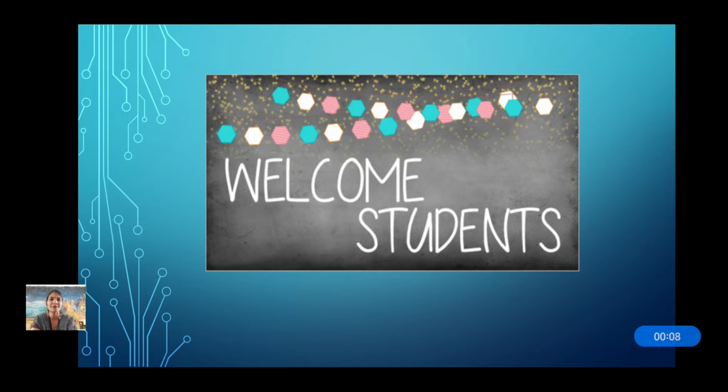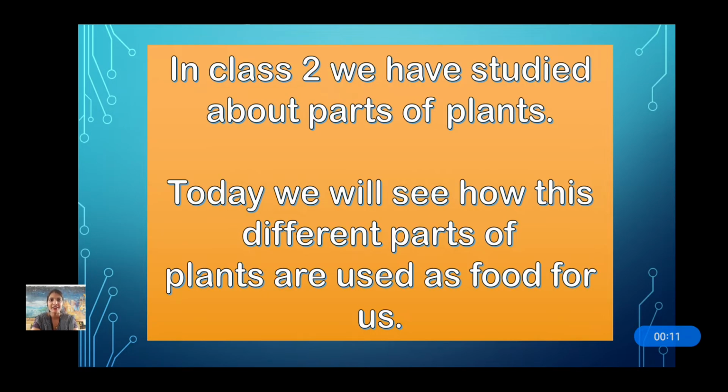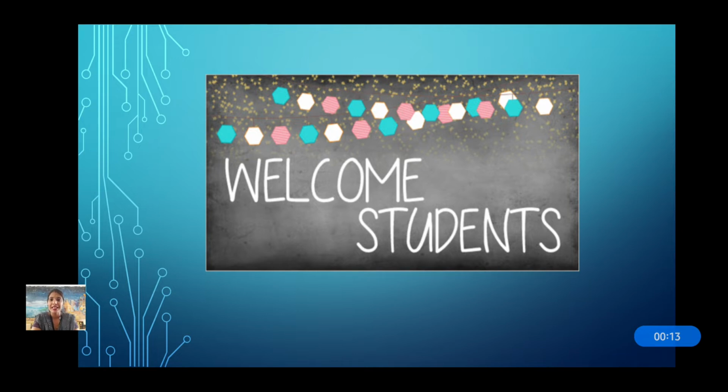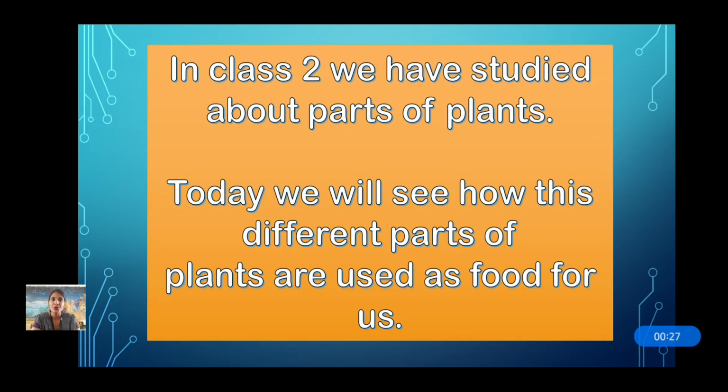Very good. So yesterday we have seen about types of plants. There are 5 types of plants: trees, herbs, shrubs, climbers and creepers. So today we are going to learn further. In class 2 we have studied about parts of plants, isn't it? So today we will see how these different parts of plants are used as food for us. Do you know how? No. Come on, let us see.